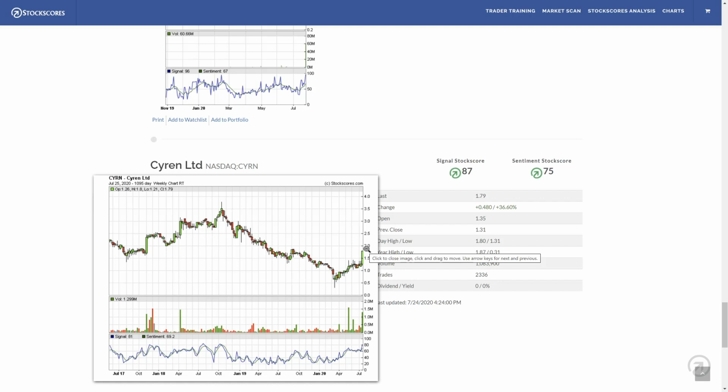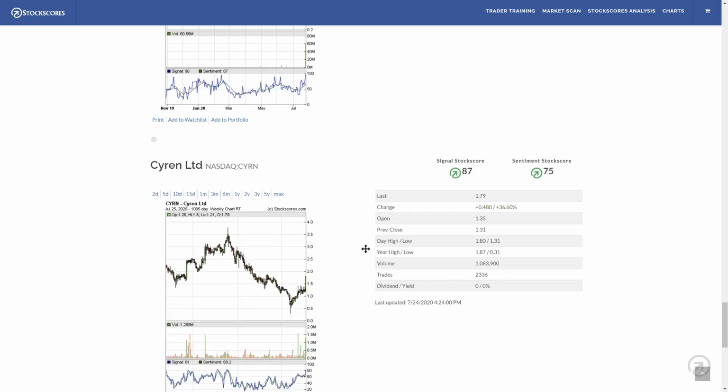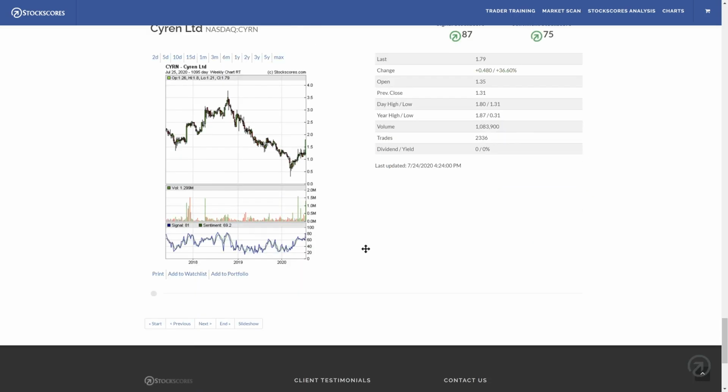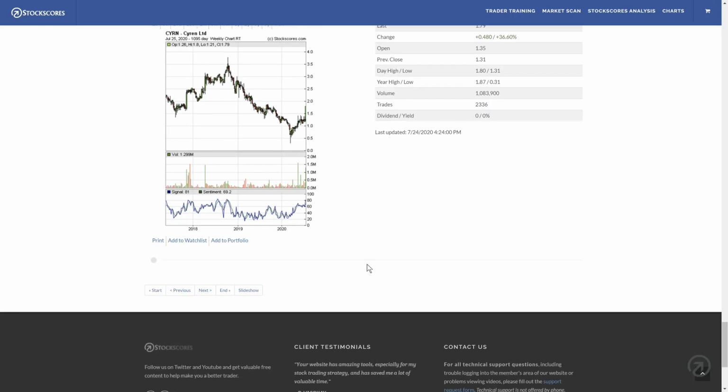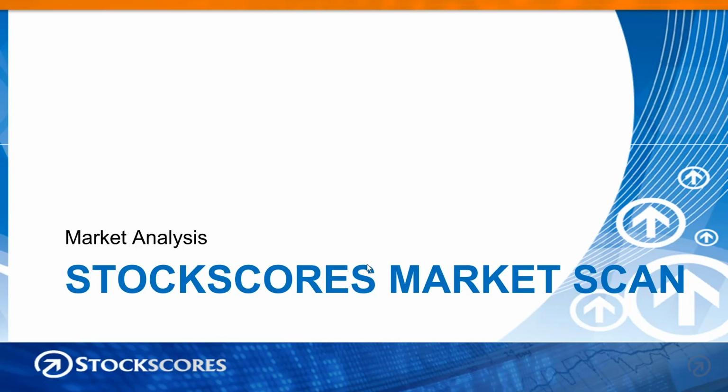and it had a nice move into the close on Friday. This was actually a stock that I featured to my tradescores.com alerts service, which is available at tradescores.com. It was featured about half an hour before the close on Friday, and it actually moved up quite nicely into the close, so I like that one longer term as well. So that's a market scan, just a quick overview of what we can look for in the market with that abnormal activity using that tool.